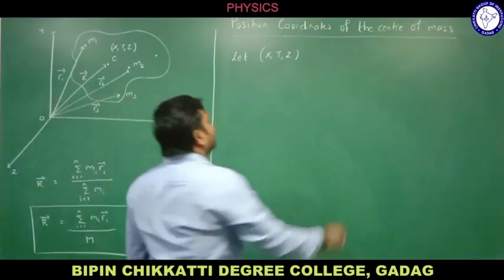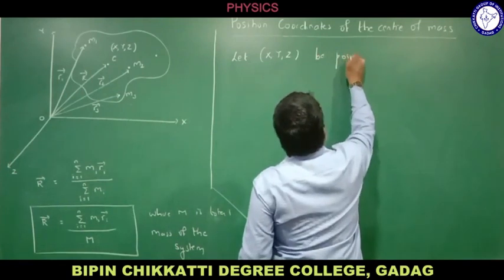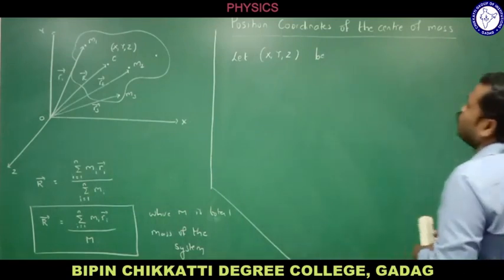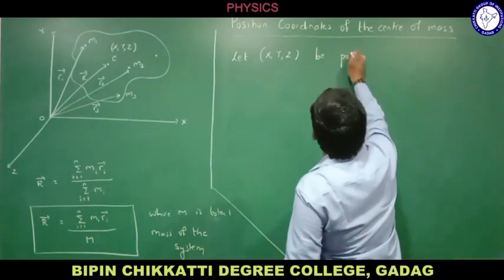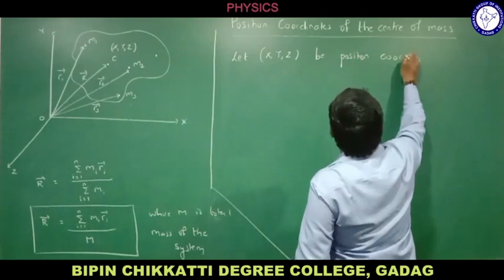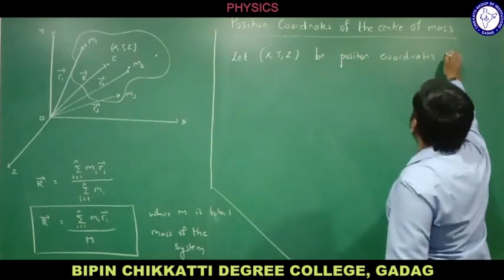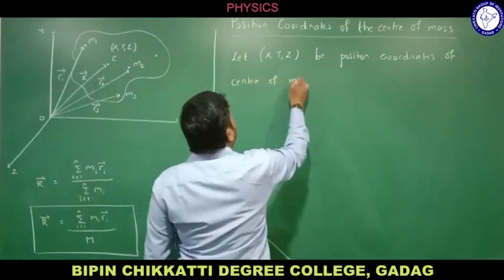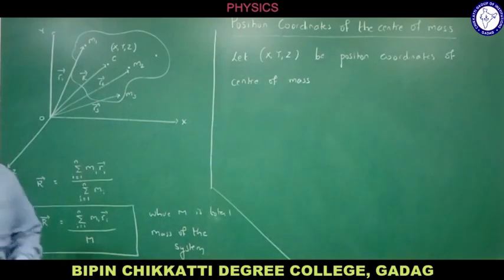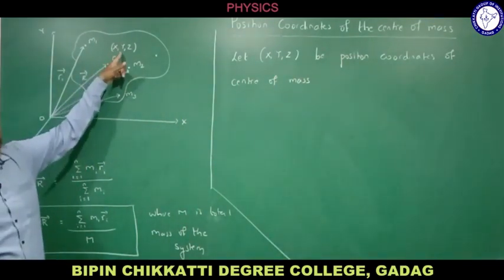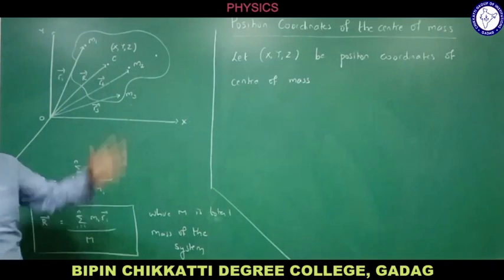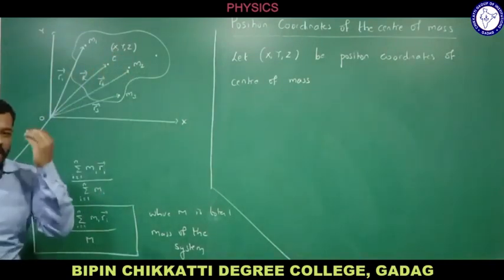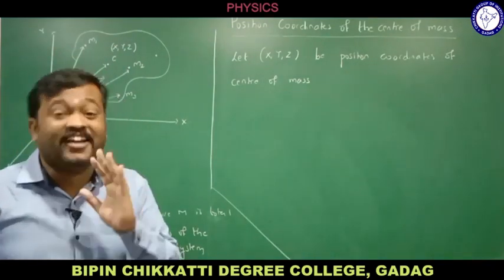Let X, Y, Z be the position coordinates, sorry, not the position vector, of the center of mass. What are the position coordinates of C? X, Y, Z. If it is X, Y, Z, it means X is along the x direction, Y along the y direction, and Z along the z direction. How to write it mathematically, in vector form? Let us check it out.